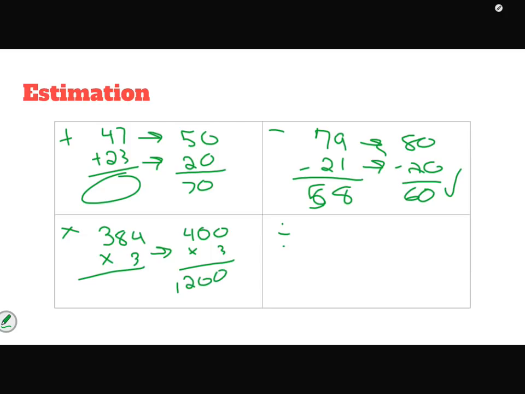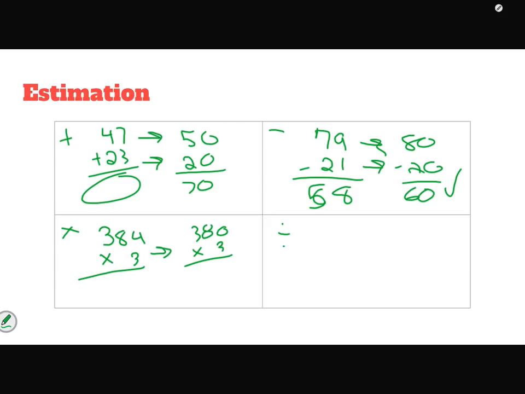However, we've also talked about how you could pick a place value that makes more sense to get a better approximate answer, and I could do 380 times 3. But I need us to see that for all three, addition, subtraction, and multiplication, we are rounding the numbers to the nearest 10 or the nearest 100 or whatever we choose and estimating that way. Division is not like that.